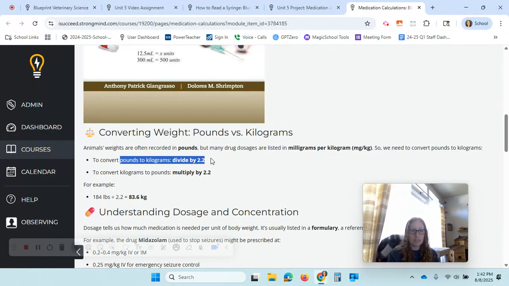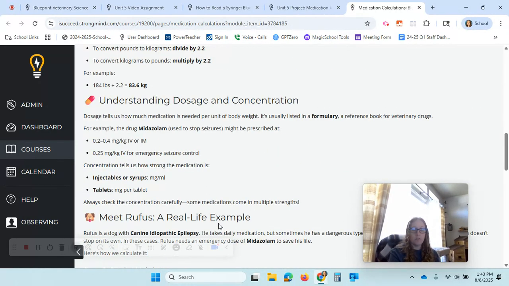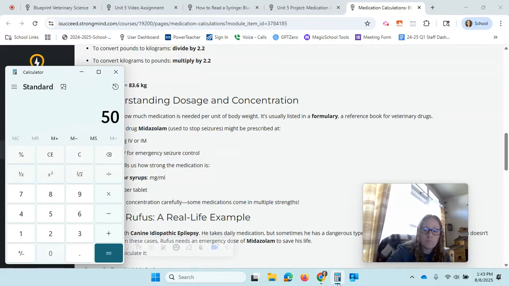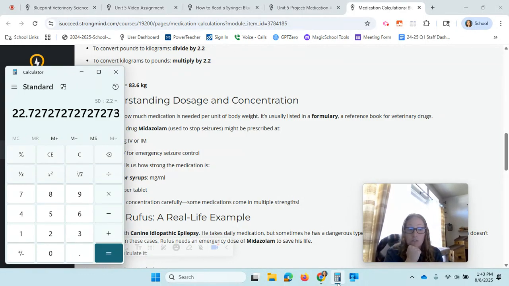Then you can move on to your next step, using your dosage from your doctor. For example, midazolam is used to stop seizures. These are the general dose ranges for a pet. Generally in the ER emergency world, to stop a seizure is 0.25 milligrams per kilogram. So you're going to take the weight of your patient. Say they weigh 50 pounds. You're going to divide by 2.2. So it is 22.7 kilograms.